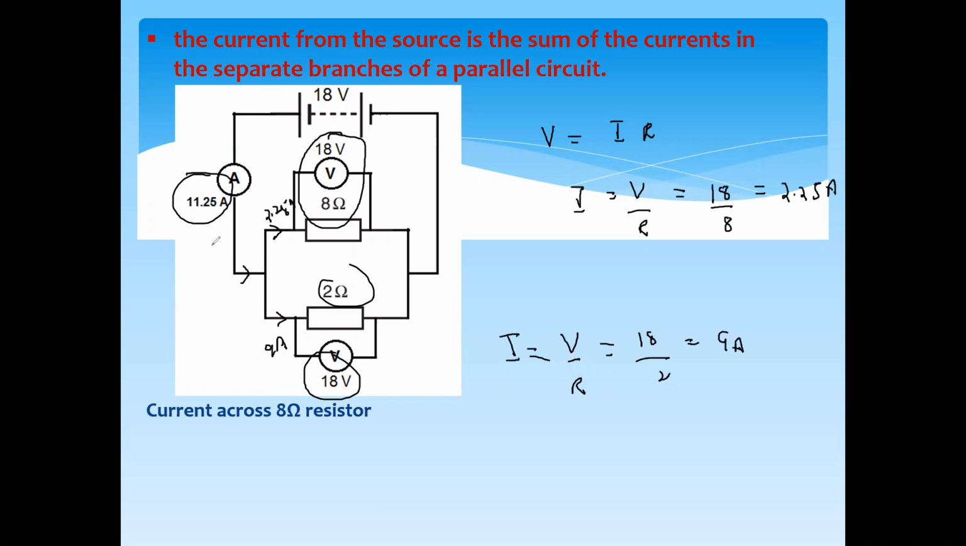So the current in a parallel circuit divides between the components and the voltage is the same. And the opposite will happen in a series circuit: the current is the same, where the voltage divides between the components. Is it clear?